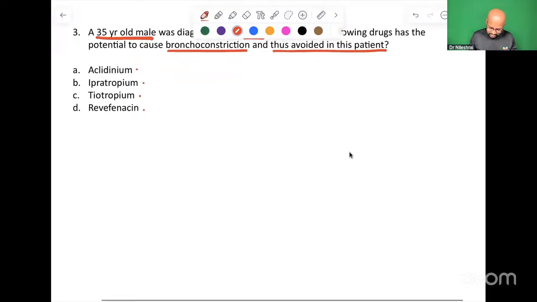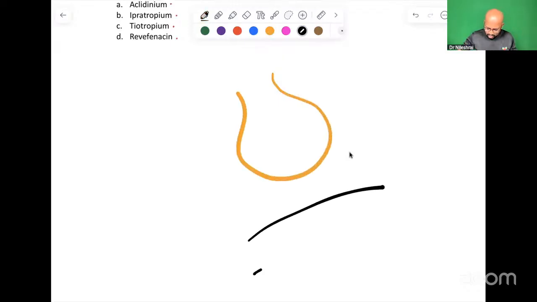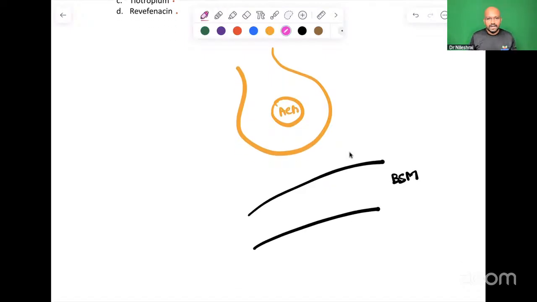And why is it producing that, my dears? I'll give you a simple example for that. Consider here is your presynaptic terminal, and we have the bronchial smooth muscles. Inside the presynaptic terminal, we have acetylcholine stored. Now, on the presynaptic terminal, we have the M2 receptor, which is a Gi coupled receptor. And over the bronchial smooth muscles, we have the M3 receptor, which is a Gq receptor.